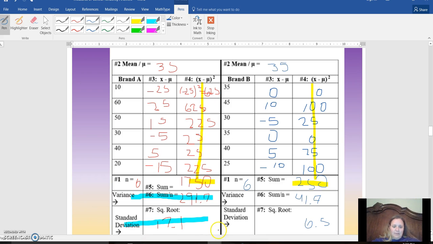So we get two different standard deviations. It's a long process, but this standard deviation tells you, since it's bigger, that the data is more diverse, more spread out. That standard deviation, 6.5, since it's closer to 0, tells you the data is closer to the mean, more condensed. I'm going to finish this lesson in the next video.